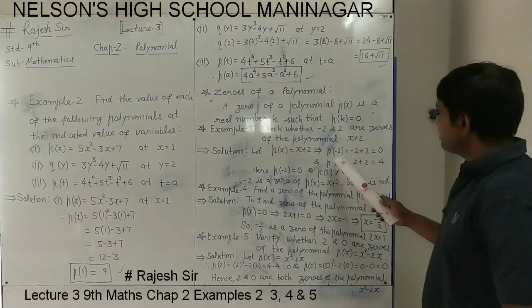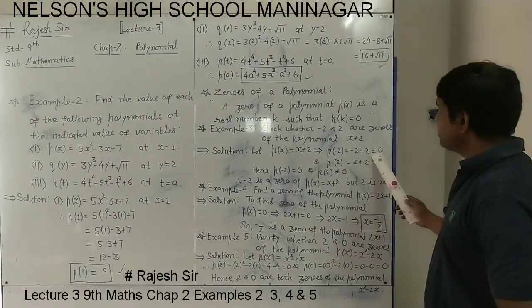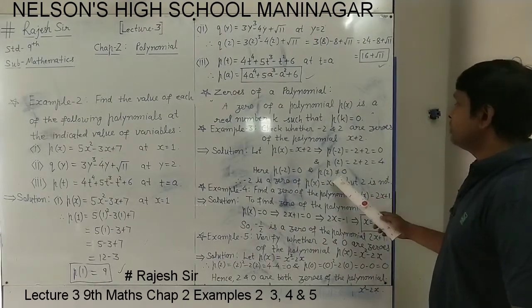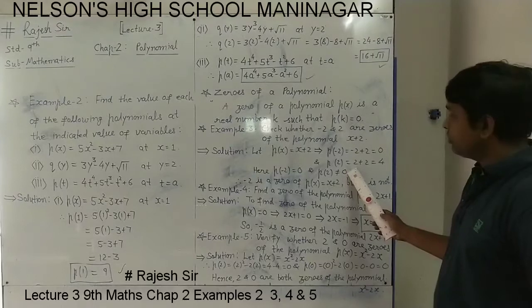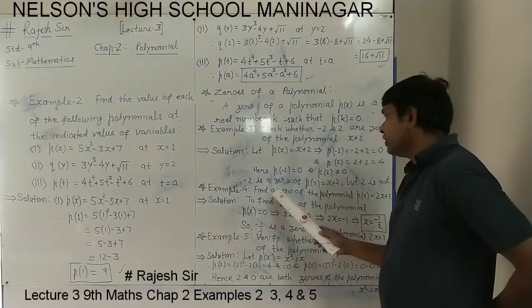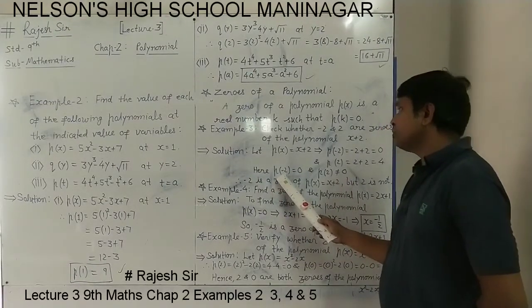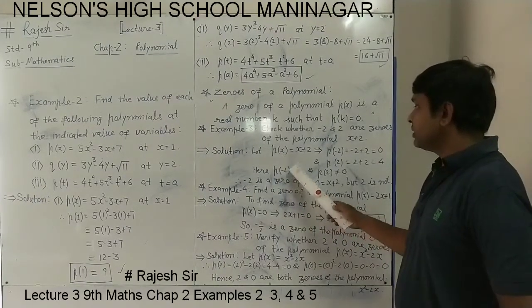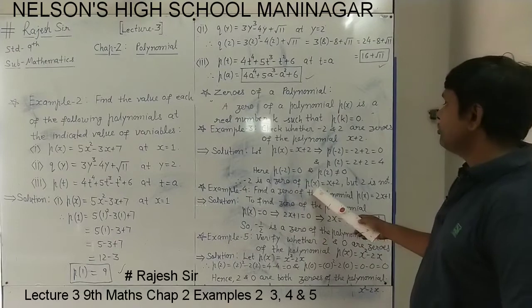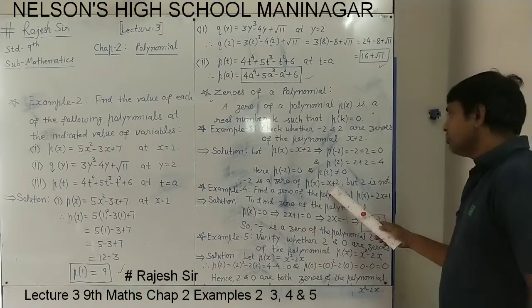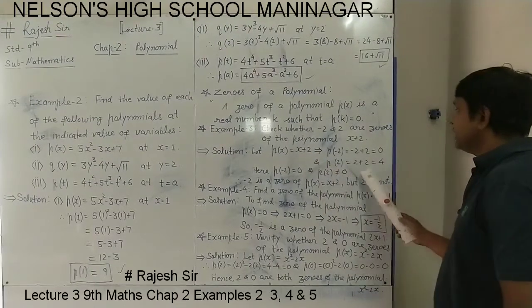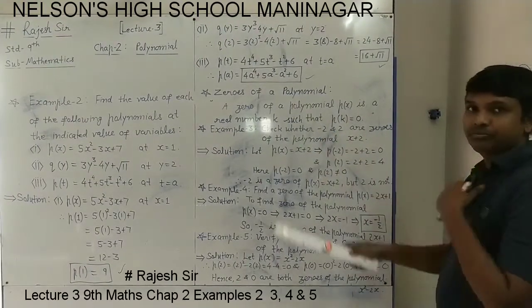So here we observe that p(-2) becomes 0. P(-2) is 0. And p(2) is not equal to 0, it is 4, so it is not coming 0. So what will be the conclusion? On replacing x with -2, we are getting 0. So -2 is a 0 of p(x) = x + 2. But 2 is not, because replacing x with 2, we are not getting 0 by this definition.